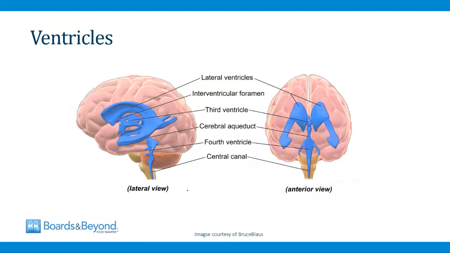Here are some additional images of the ventricles. You've got the two lateral ventricles, which you can see here. The third ventricle sits in between the two lateral ventricles, and then it drains into a larger fourth ventricle, which is found near the brainstem.